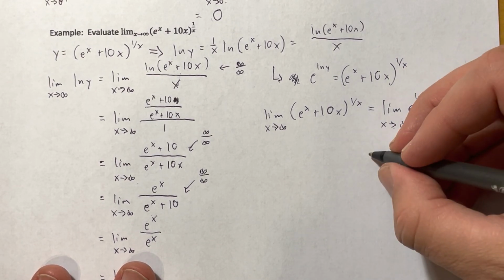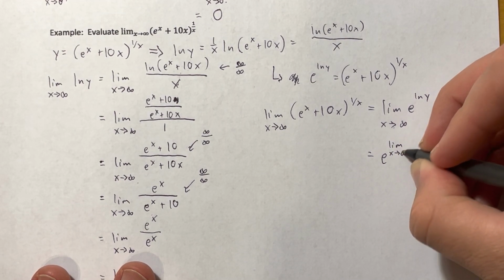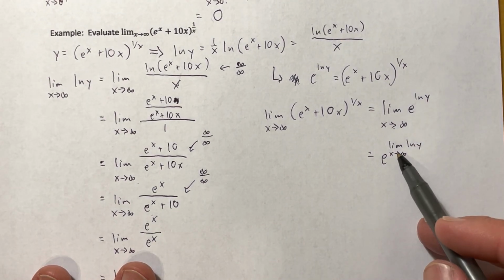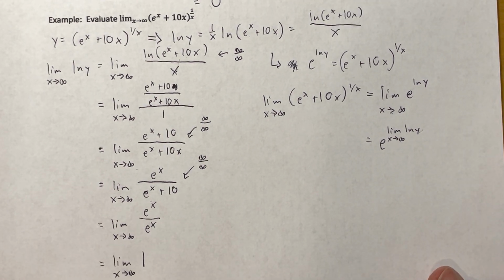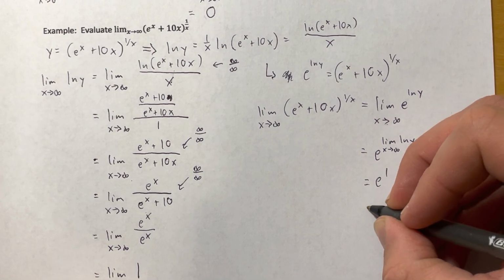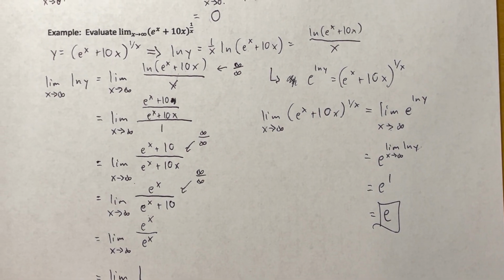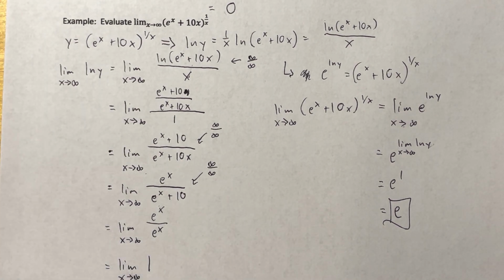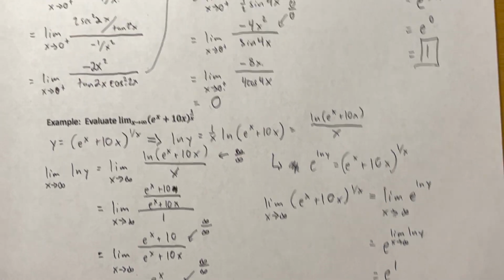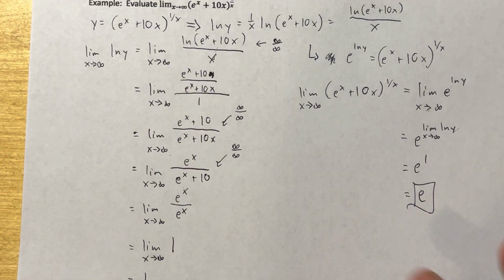I can bring the limit up into the exponent now, because this thing I've evaluated already and found that it was equal to 1. So this becomes e to the power of 1, or simply e. Okay? So these, like I said, these tend to be the most complicated examples from this section, but this is the general approach that you want to take when you're doing those. So this is going to wrap up section 4.4.